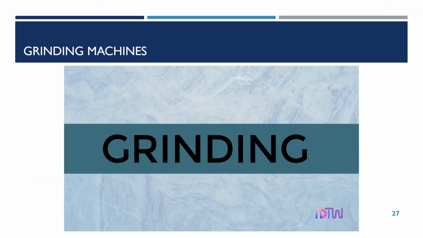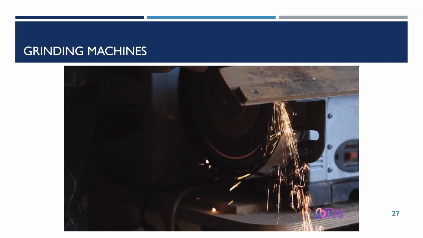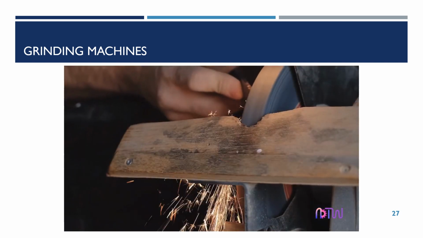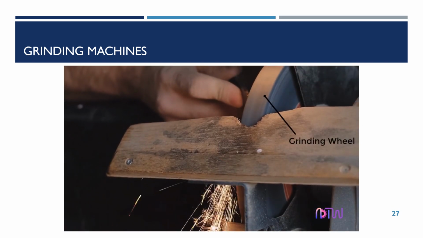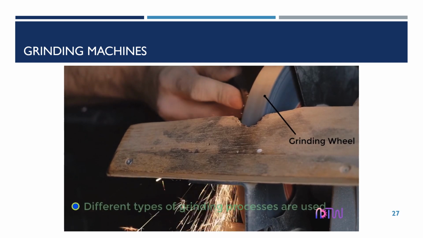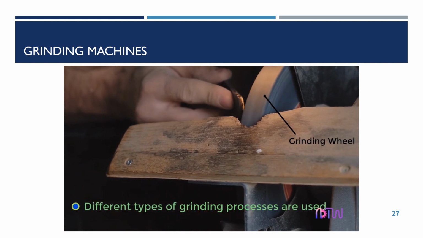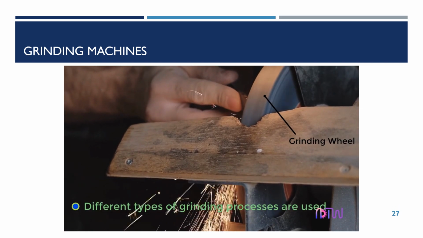Grinding. What is the grinding process? The grinding process is a method of material removal, using a grinding wheel or a grinder as a cutting tool. Different types of grinding processes are used in industries for material removal purposes.